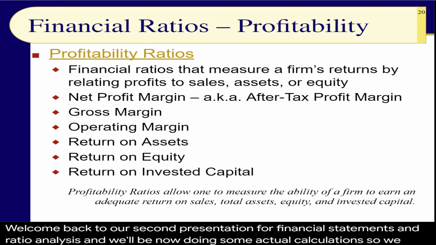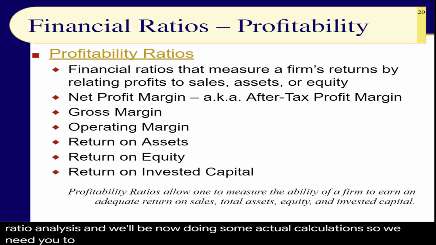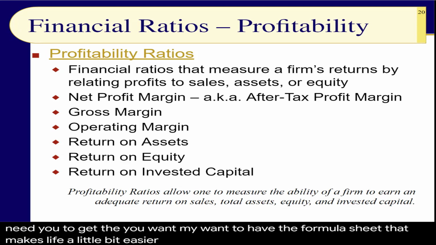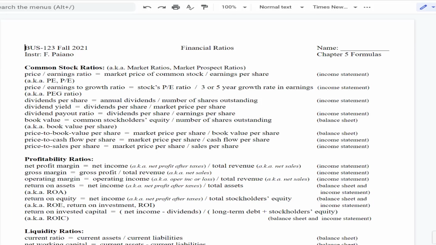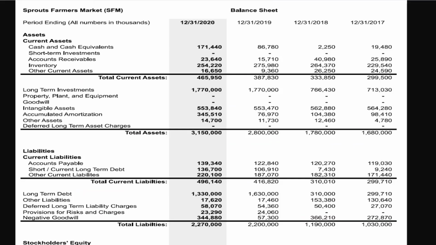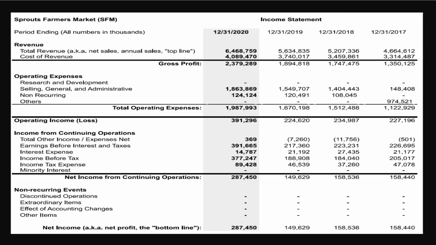You might want to have the formula sheet. That makes life a little bit easier. Let's take a look at the formula sheet. It's in Canvas and on the class website. And you want to have at least the balance sheet available for Sprouts and the income statement. You can have the cash flow statement available also.